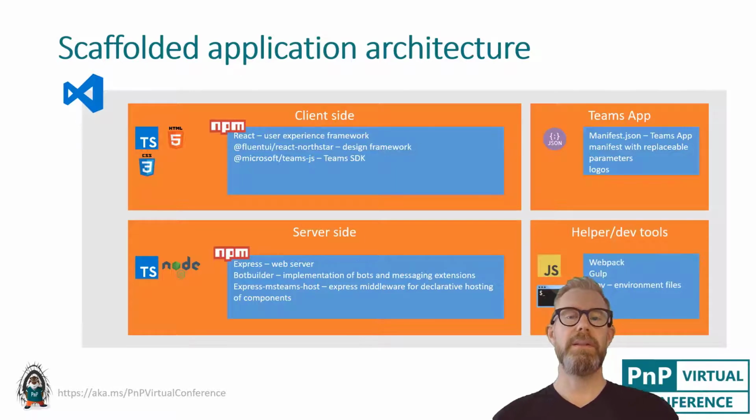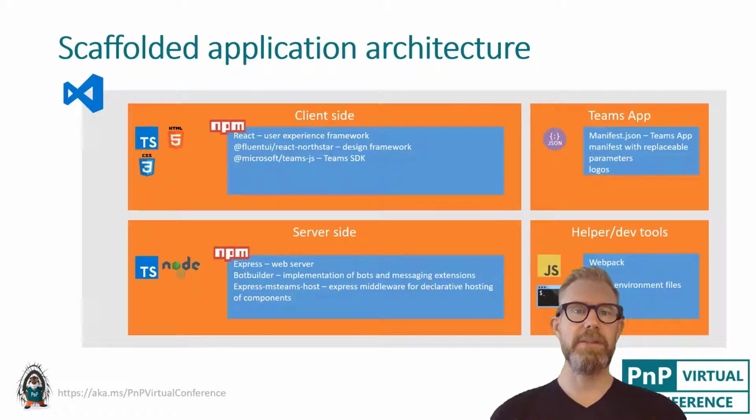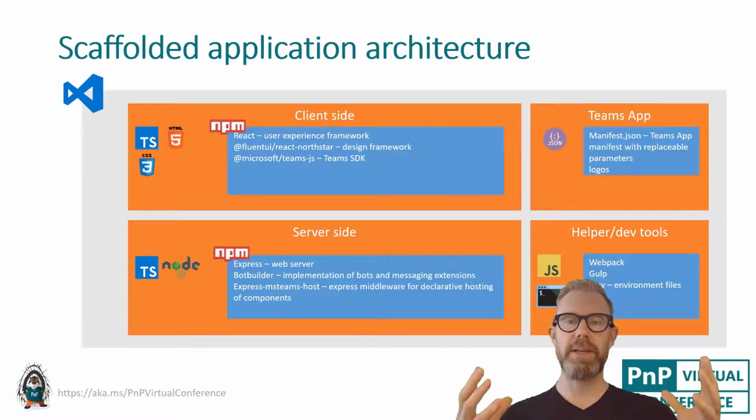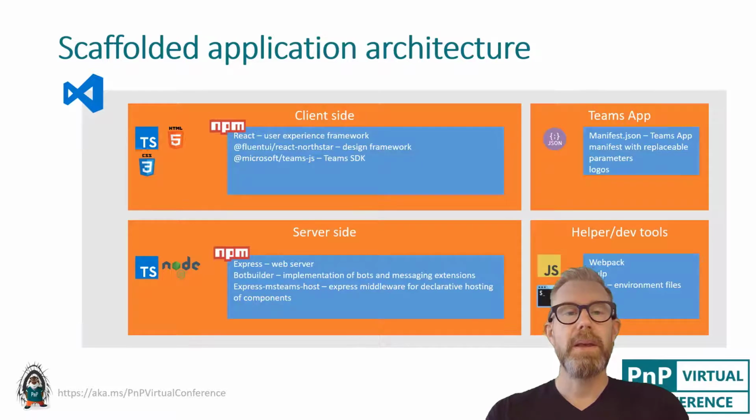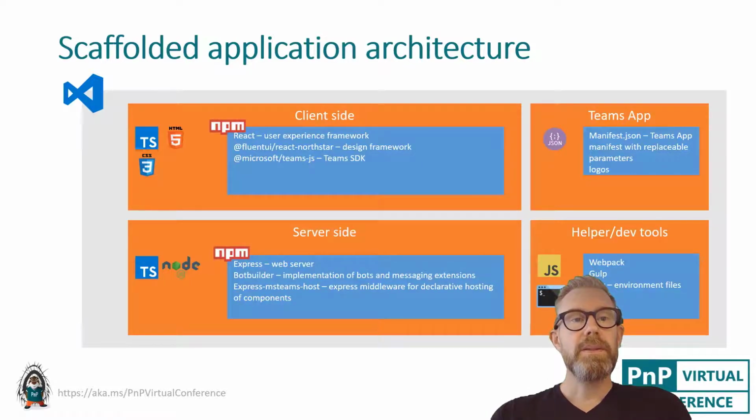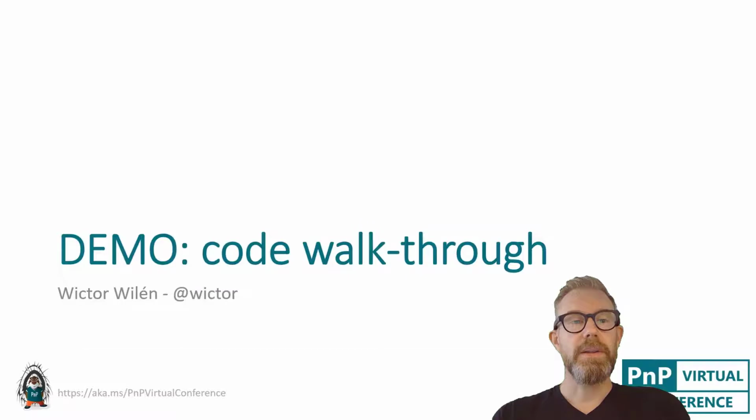And finally, there are the build artifacts you need for this, which is Webpack for packaging the JavaScript files together, bundling them, and optimizing them. But also Gulp to do the task things, and the .env files, which are the environment files where you have your replaceable parameters used in both the client side, server side, but also in the manifest.json. So let's jump on over to the code and take a look at these different pieces and how they're laid out in the scaffolded directory.